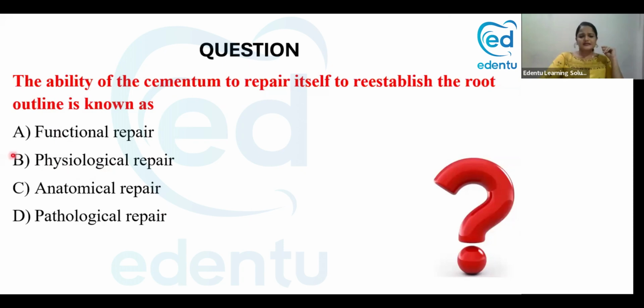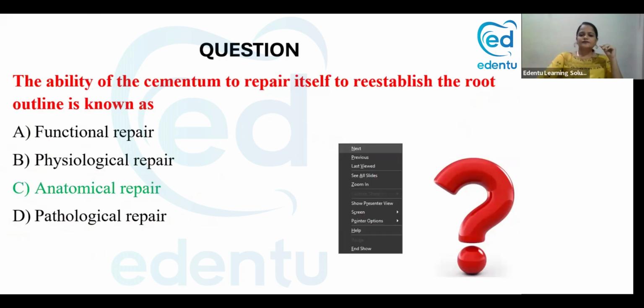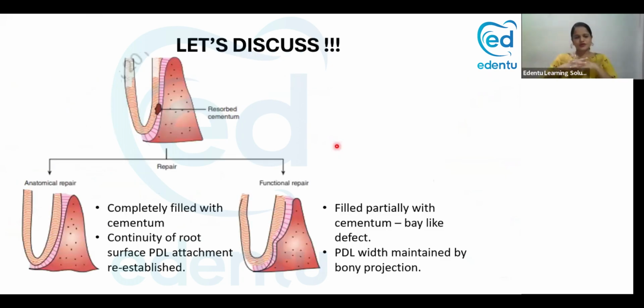There is nothing called physiological repair and pathological repair in cementum. We can rule out these options itself. Now, if the cementum, because of increased occlusive forces or any trauma, undergoes resorption, then it repairs itself with the help of two processes: one is anatomical repair and the other is functional repair.